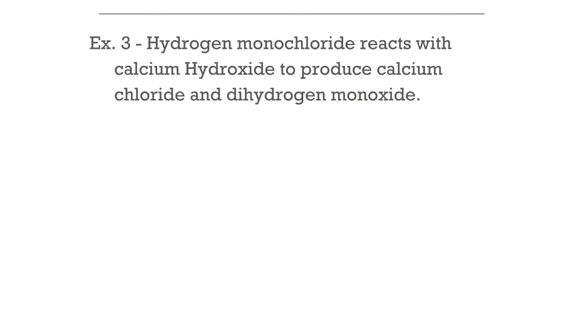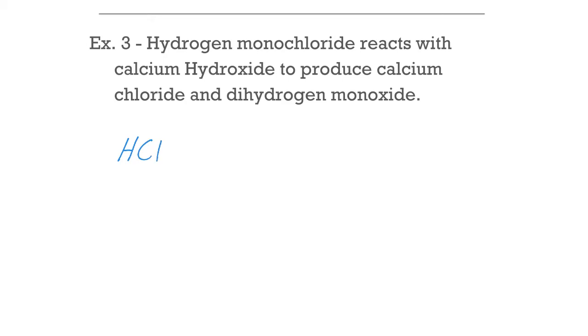Let's take a look at example 3. And again, feel free to pause the video if you want to try this one on yourself before checking your answer. So for example number 3, we're going to look at hydrogen monochloride reacting with calcium hydroxide to produce calcium chloride and dihydrogen monoxide. Well, hydrogen monochloride, when we look at this, I see this prefix mono, and so I know it's a molecular compound. And so when I'm writing the chemical formula for hydrogen monochloride, I'm just going to follow those rules. It's hydrogen, and it's monochloride, and so it's just 1 Cl.